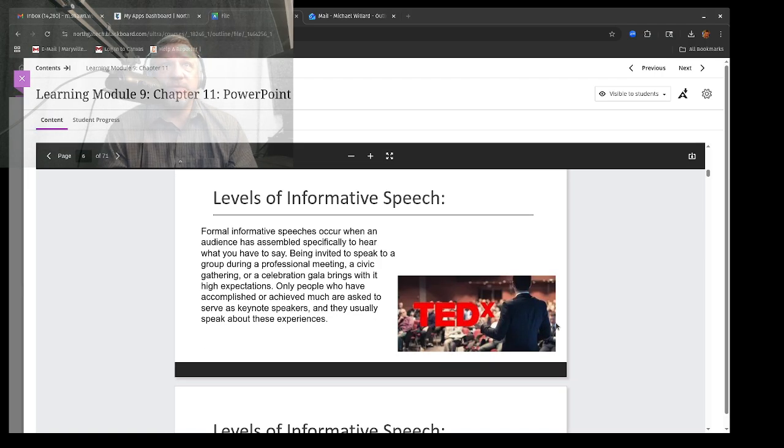The levels of informative speech, when we think about that, let's talk about formal. Formal speeches occur when an audience is assembled specifically to hear something you say. Being invited to speak for a group at a professional meeting like, I don't know, Civic Center, Chamber of Commerce, things like that, or even a celebration gala, comes with high expectations, and it kind of signifies that you're there in your career. You are one of the leaders and movers and shakers, and people want to know what you know.